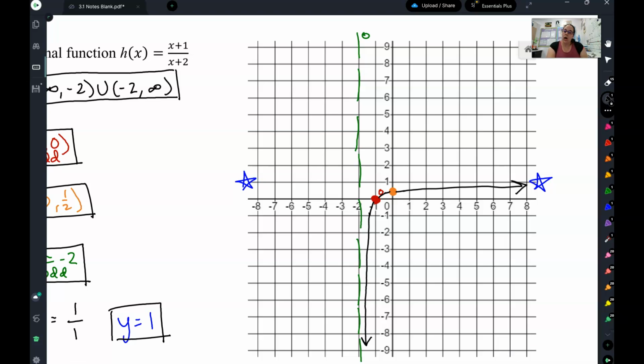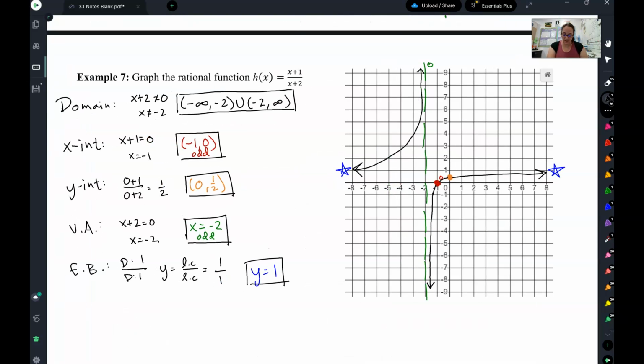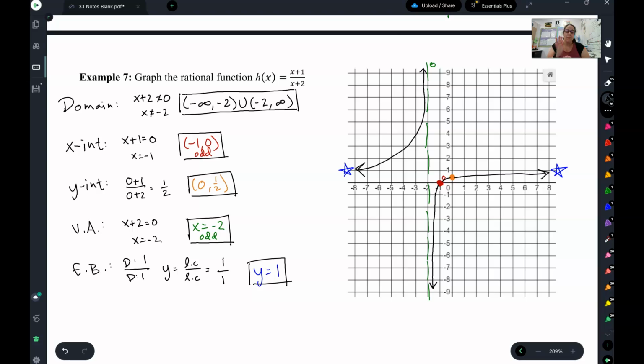This is an odd asymptote, so since it points down on one side, I'm going to point up on the other side, opposite directions for an odd asymptote. And there's nothing between here and my star, so I curve around and point to the star. And that is it for graphing. Hopefully that makes pretty good sense.